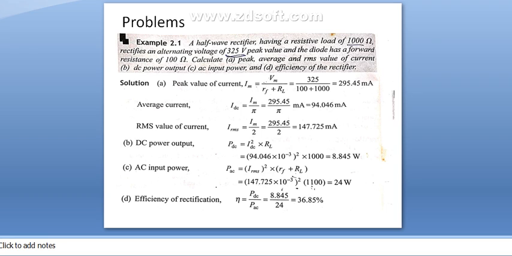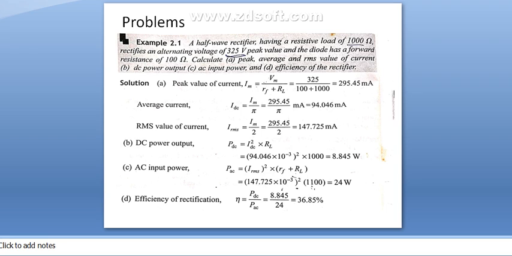Next, average current or DC current. We know that in the half wave rectifier, IDC equal to Im by pi. Substitute the Im value, then IDC becomes 94.04 milliamperes. That is the average current or DC current. The next one is the RMS value of current or AC current. IRMS equal to Im by 2. In the half wave rectifier, IRMS is Im by 2 and IDC is Im by pi. Substituting Im, IRMS becomes 147.7 milliamperes.